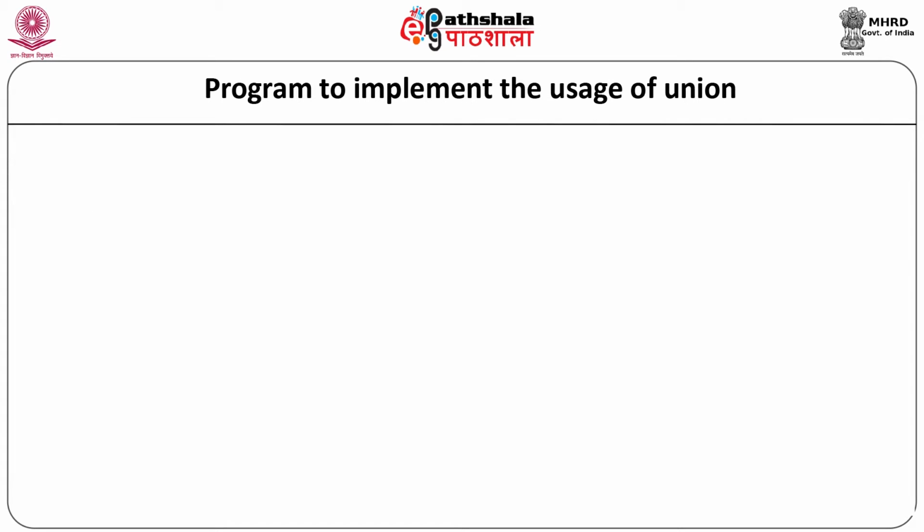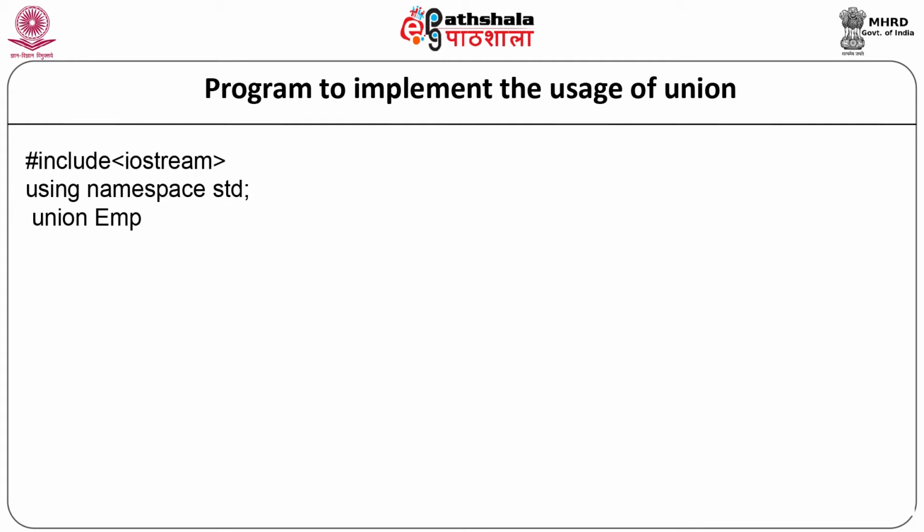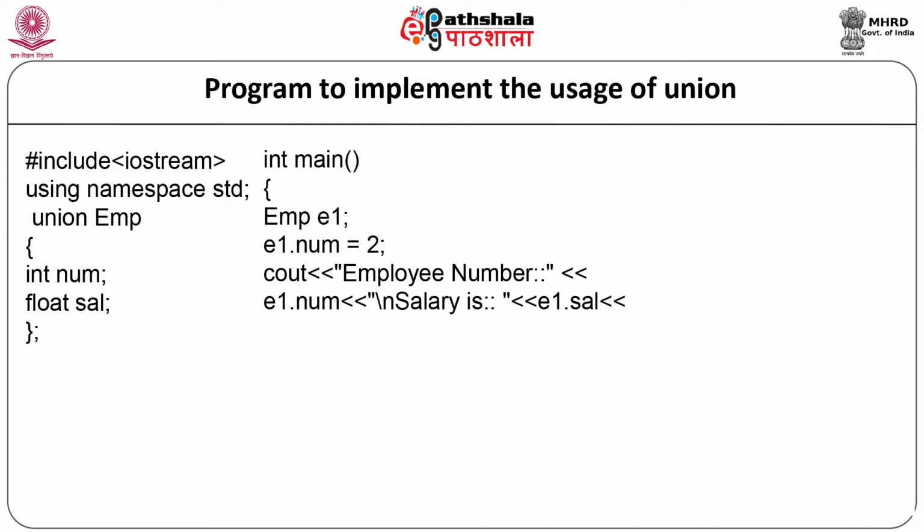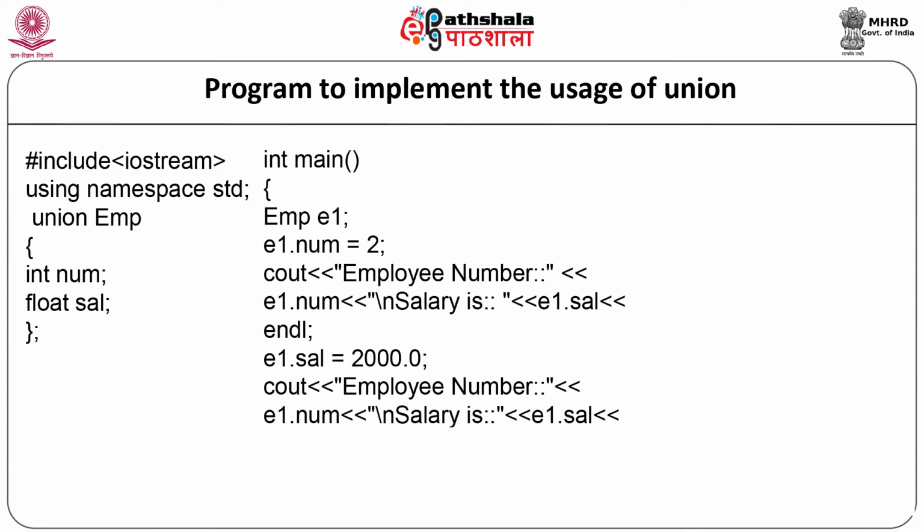Now let us see a simple program for the usage of union. Here the union is declared as union employee and the two fields are integer num and float salary. Here only one of the values will be valid for any particular variable. Integer main, here the employee is declared as employee e1, e1 dot num is equal to 2. Cout, we are displaying back the employee number as e1 dot num and the salary as e1 dot salary. Now e1 dot salary is equal to 2000. Cout employee number e1 dot num, salary is e1 dot salary, return 0.